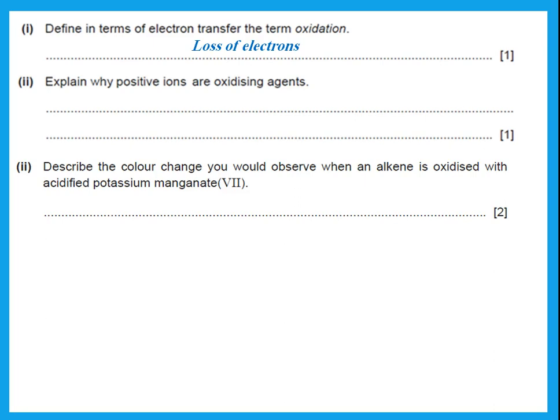Explain why positive ions are oxidizing agents. Remember that an oxidizing agent is the one that becomes reduced, and to become reduced, it gains electrons. Positive ions, in order to react, they have to gain electrons, and that is why positive ions are oxidizing agents.